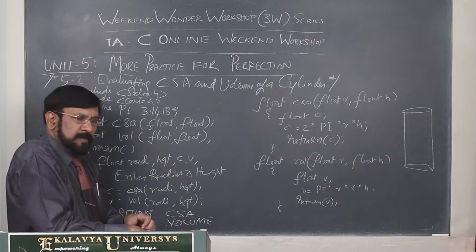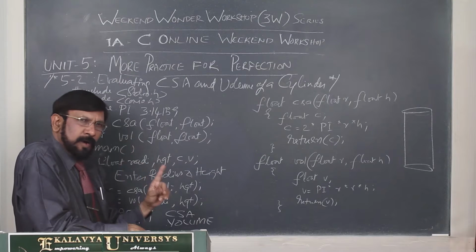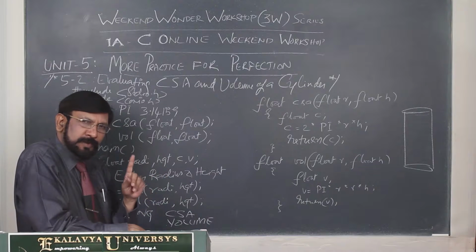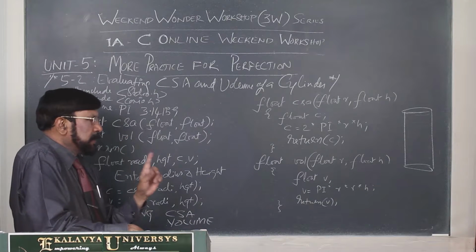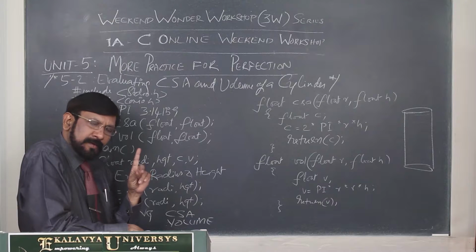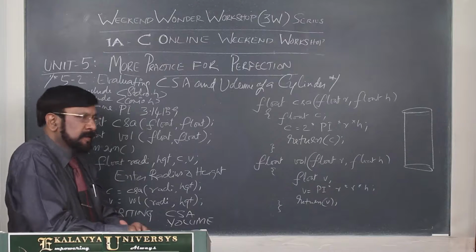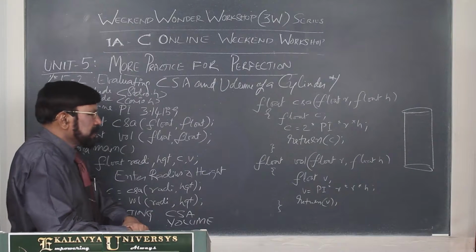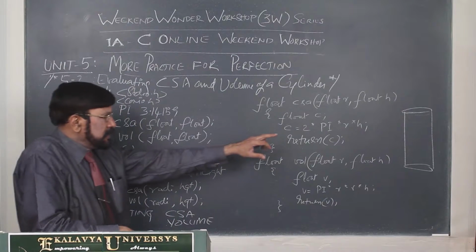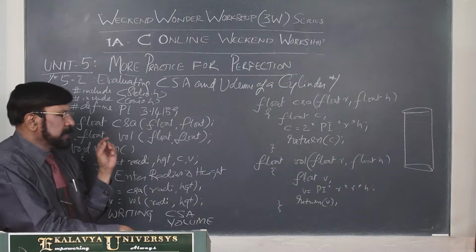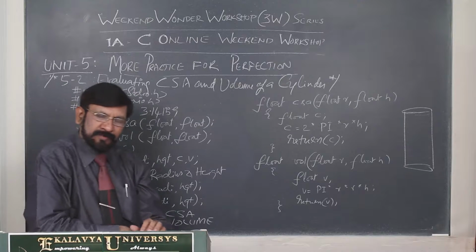For CSA, as I already told you, the formula is 2 into pi into r into h. So what inputs do you have to give? Radius and height. For volume also, pi r square into h, so there also you have to give radius and height. One more point: here pi is a constant. Its value is 3.14159. Actually, you are supposed to write 3.14159.